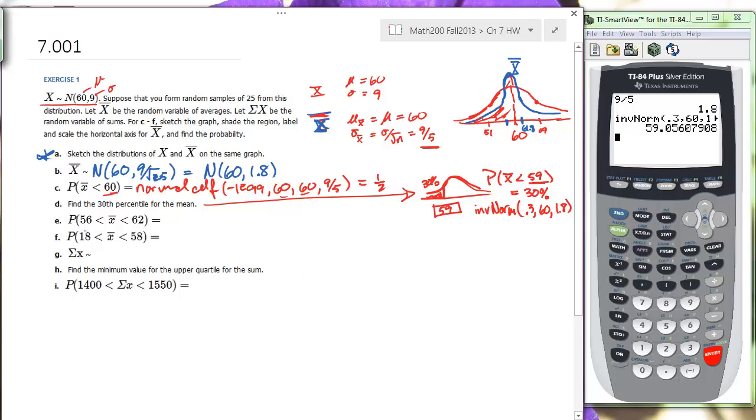I have a couple more questions here, going from 56 to 62. That looks like it's between the means over here. That's pretty close to 1 standard deviation away from the mean, and we know that that's about 68%, but not exactly. So let's do the calculation. This is going to be a normal CDF of the low of 56 and the high of 62.